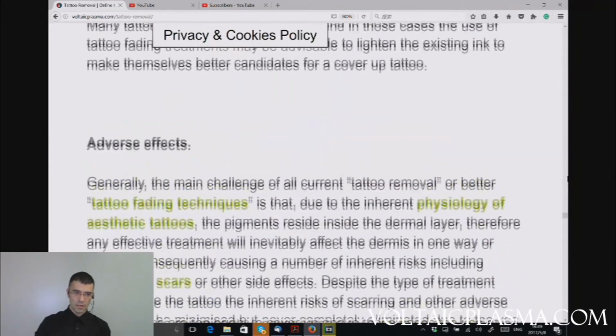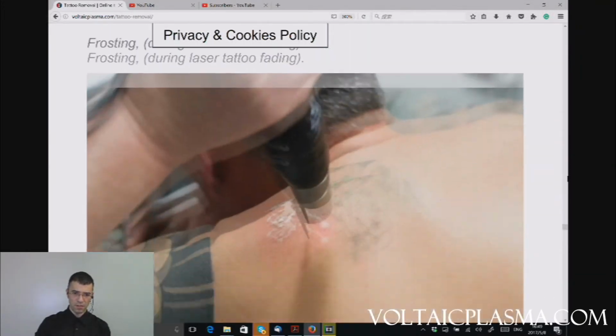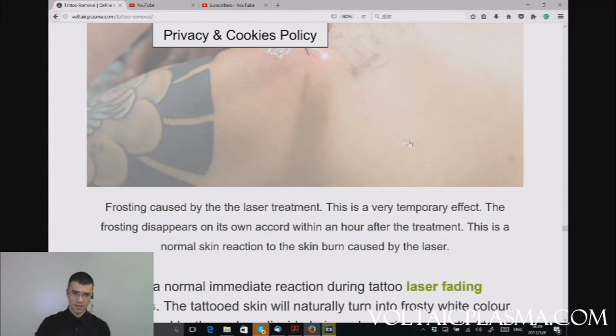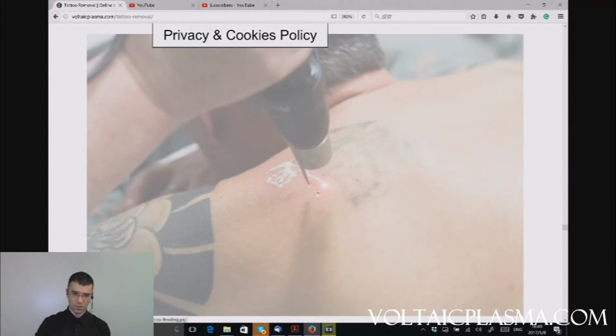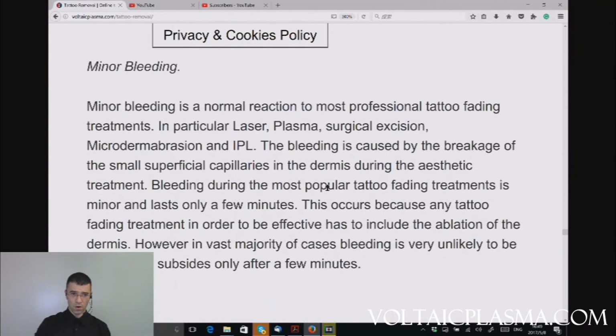We're going to talk briefly about adverse effects, and this is a laser in particular. You can see the frosting in there. This is not an adverse effect, it's just a normal reaction of the skin to the blast of the laser, which is going to go away immediately.